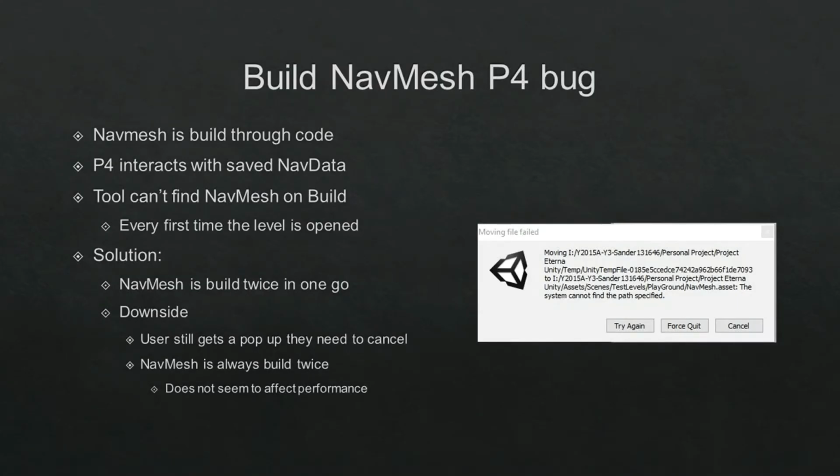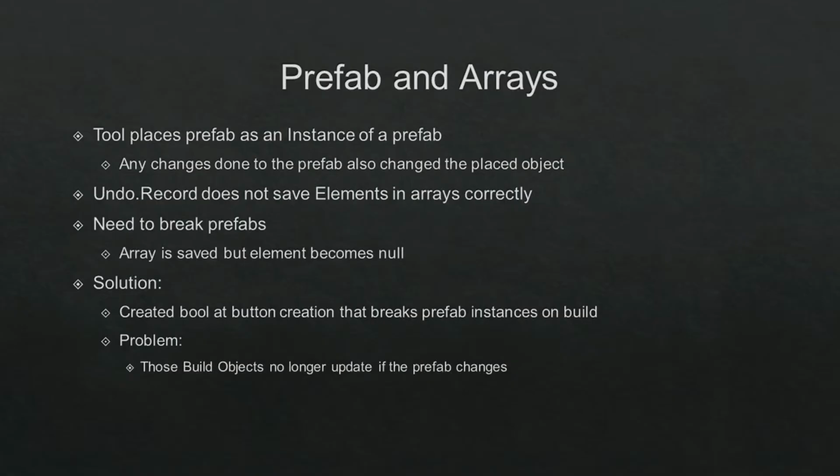Navigation is automatically built through code while building the scene, but there is an issue when Purpose is enabled in Unity, which is that it can't always find a nav mesh, an issue that does not occur when Purpose is disabled. Building again will solve this issue. As a solution, the nav mesh is built twice through code, but the user still has to sometimes click away the pop-up. The tool places instances of prefabs when using the Builder tab.